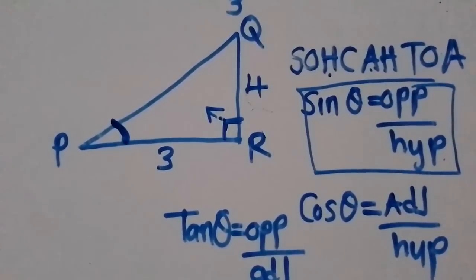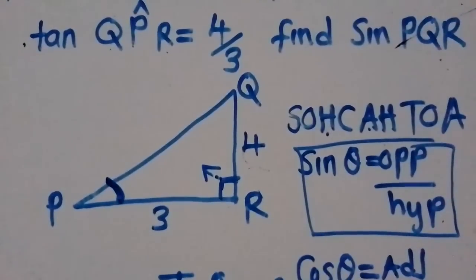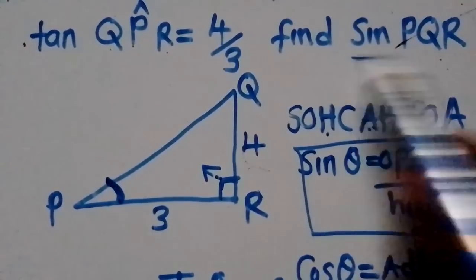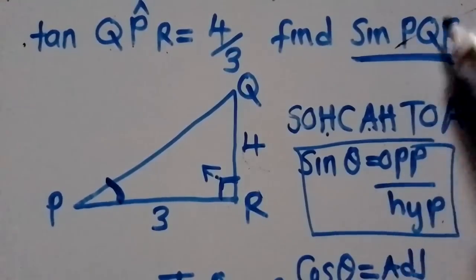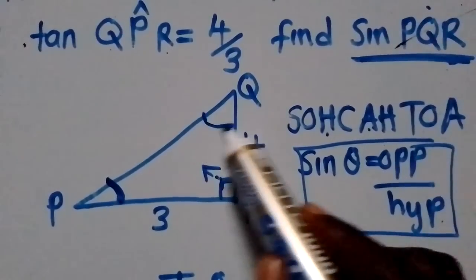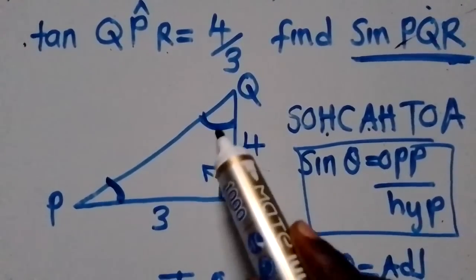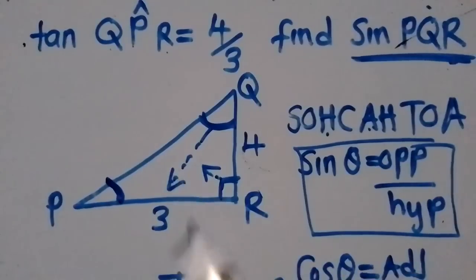So now you go back to your question. What are you told to find? You are told to find sine. Sine of Q, so you go to Q. Sine is opposite over hypotenuse. So this is what you are going to do.